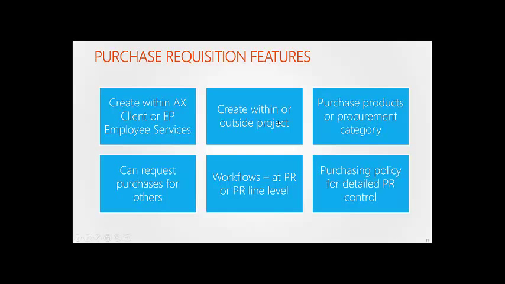You can create purchase requisitions inside a project, or outside a project, or outside a project and assign a project. Like we talked about, you can purchase the products that we've assigned to the category, or you can just purchase against the procurement category itself and write in what it is you want to buy. If you set up the permissions properly, you can request purchases for others. Now a purchase requisition has to have a workflow in order for it to be processed, but you can do that either at the purchase requisition header level or at the line level. It's up to you how you want to set that up. And then there's a couple more bits and pieces of purchasing policy that you can set up for controlling a purchase requisition.